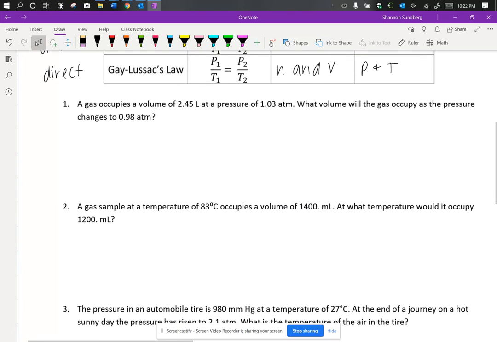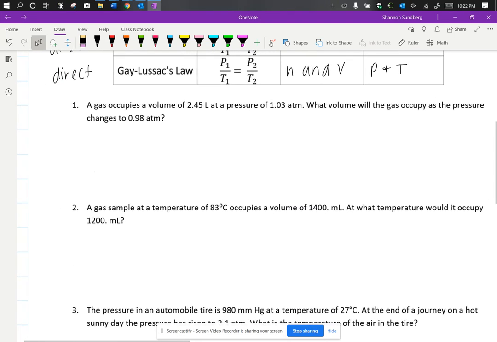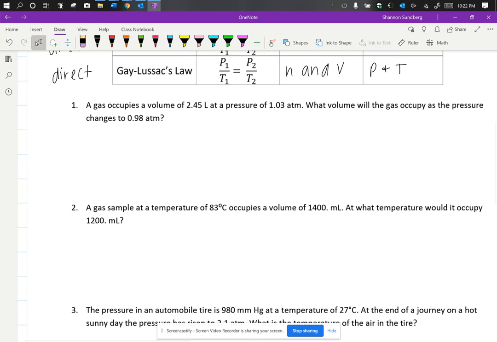So number one here, it says a gas occupies a volume of 2.45 liters at a pressure of 1.03 atmospheres. What volume will the gas occupy as the pressure changes to 0.98 atmospheres? So a couple things. You want to make sure you're working with consistent units.